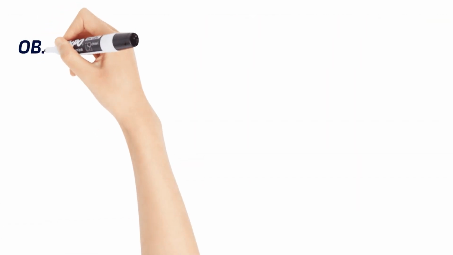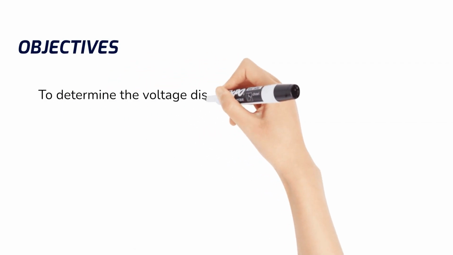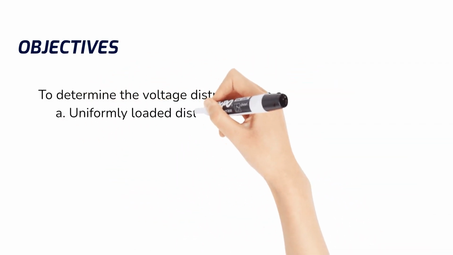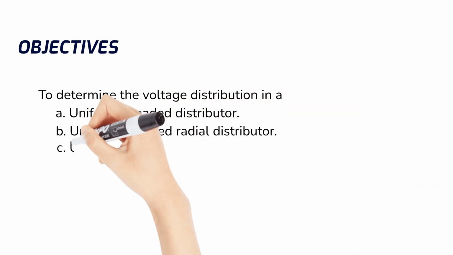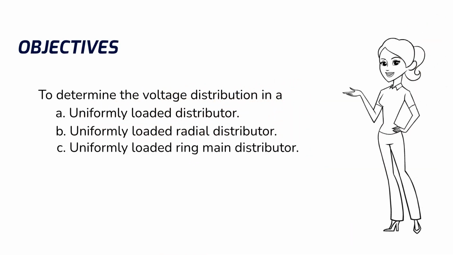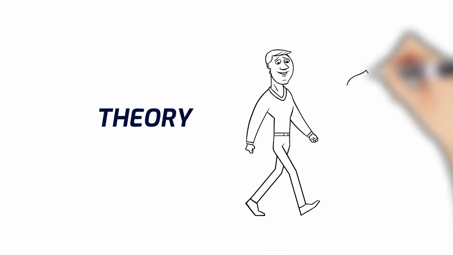First, let's identify the objectives of our practical. To determine the voltage distribution in a uniformly loaded distributor, in a uniformly loaded radial distributor, and in a uniformly loaded ring main distributor. Before moving to the practical, let's identify the theoretical background of this practical.